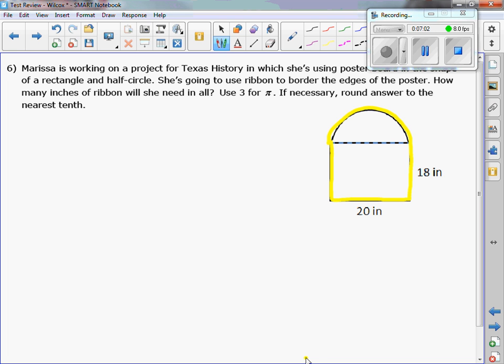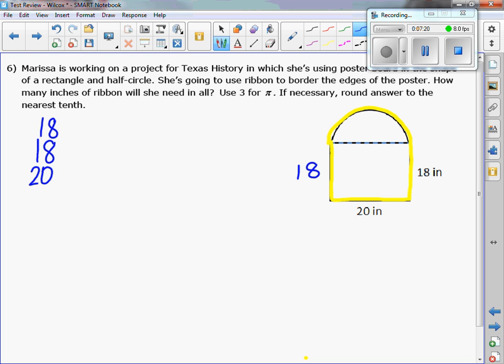So this is one of the composite figures. We're going to have to break this into 2 separate pieces. I have a rectangle, 18 and 18 on each side, so I know I'm going to need that much ribbon. 18 for each side, and then 20 for the bottom of the rectangle.